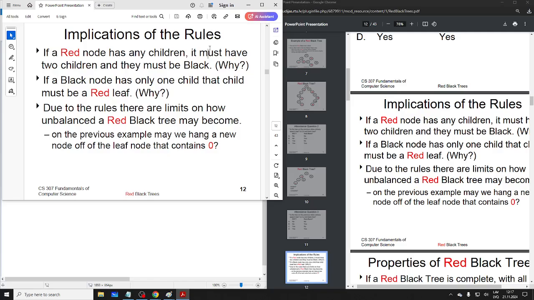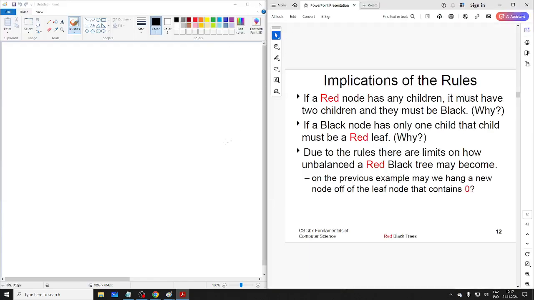Right, these are the implications. Okay, so, the rules. Any children, they must be black. Let's think why. I guess I should make this one black. So the root is always black, right?